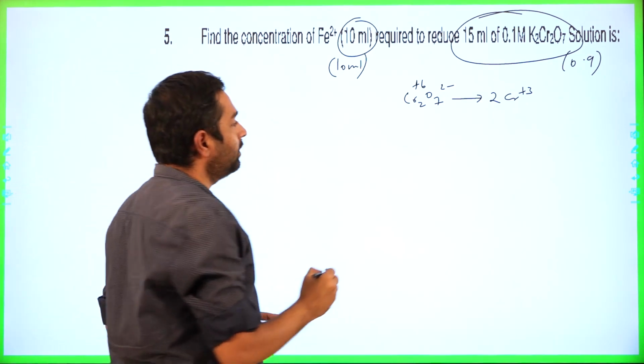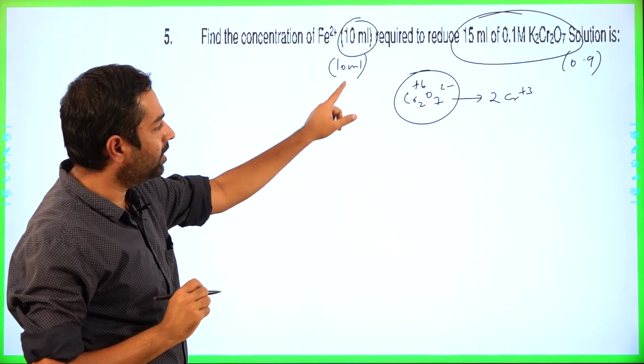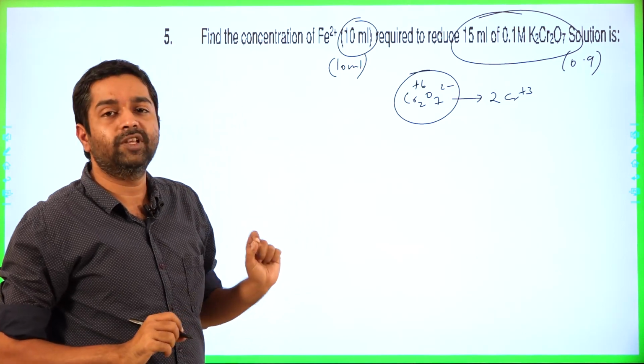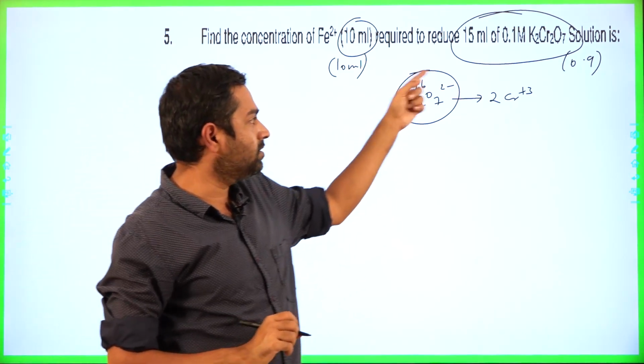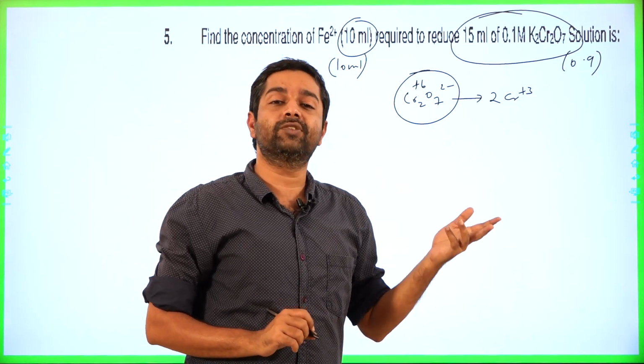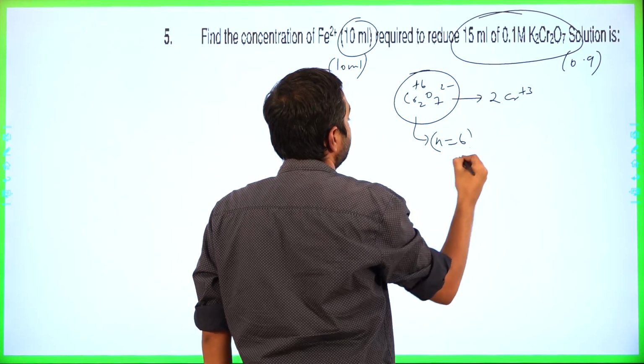So what is the N factor for the dichromate in this case? The dichromate has a +6 to +3 change happening here. There are 2 chromium atoms, so each of them has a change of 3, because +6 to +3 means per chromium the change is 3. Having 2 chromium atoms, the net change is 6. So the N factor for this works out as 6.